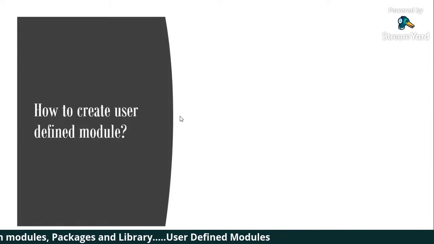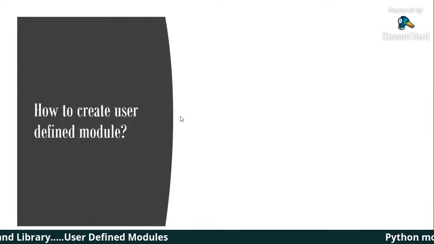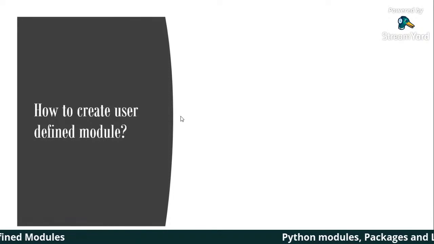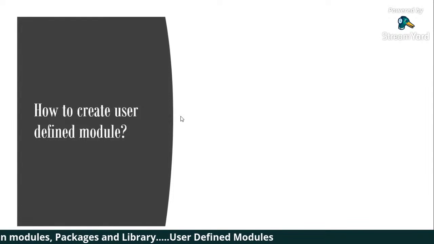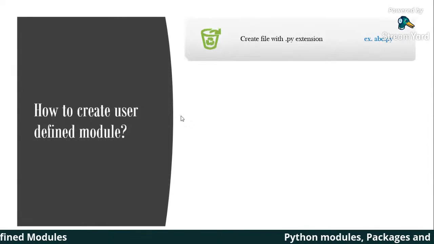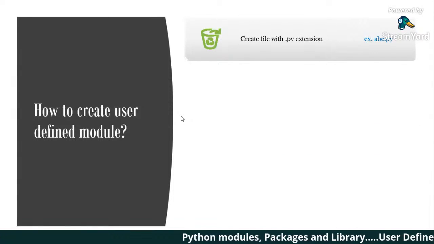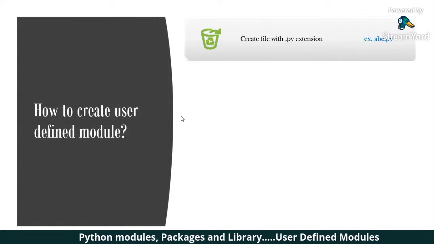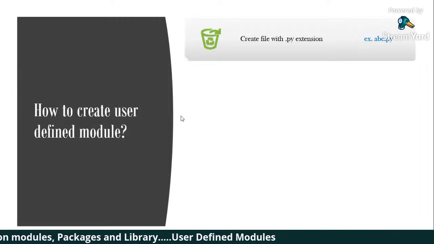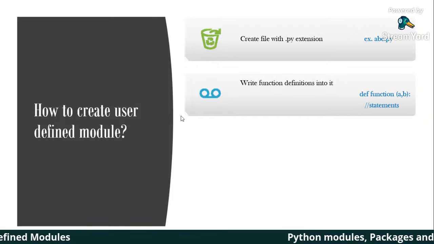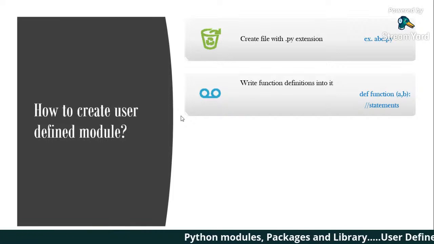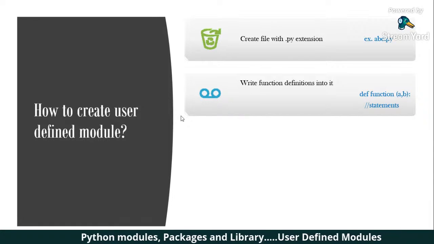So many modules are available in Python, but suppose some module is not available in Python, and you want to write your own module, then that is also possible. So how to create a user defined module? I will show you here how you can create your own module and how you can import that module into your program. See, first of all, you have to create a file with a .py extension. The example is given as abc.py. Okay, abc.py. After creating the py file, you have to write the function definitions, whichever functions you want. You can write those functions into it, and you have to save it.